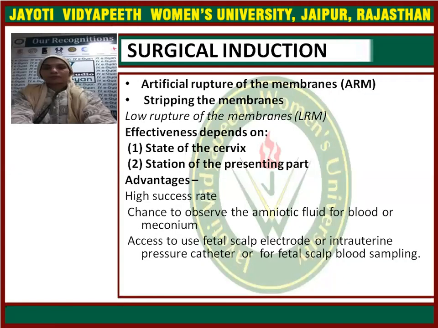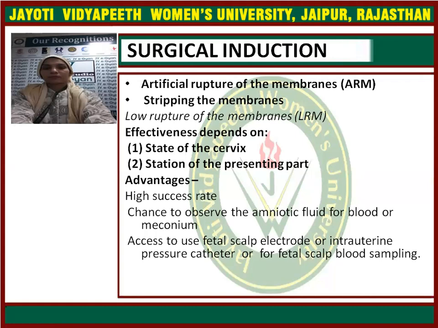Surgical induction of labor. These medical methods we had already seen. Now surgical induction. In surgical induction, the commonest are artificial rupture of membranes and stripping of membranes. Low rupture of membranes is also there. The mechanism of onset of labor may be related to stretching of the cervix, separation of the membranes, and reduction of amniotic fluid volume.